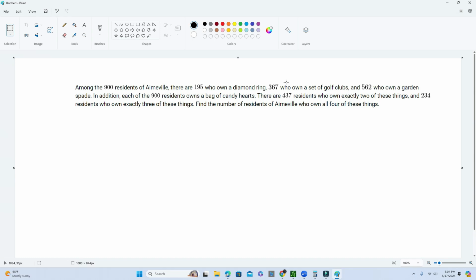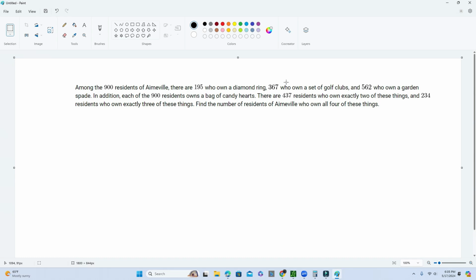Among the 900 residents of AIMEsville, there are 195 who own a diamond ring, 367 who own a set of golf clubs, and 562 who own a garden spade. In addition, each of the 900 residents owns a bag of candy hearts. There are 437 residents who own exactly 2 of these things, and 234 residents who own exactly 3 of these things. Find the number of residents of AIMEsville who own all 4 of these things.